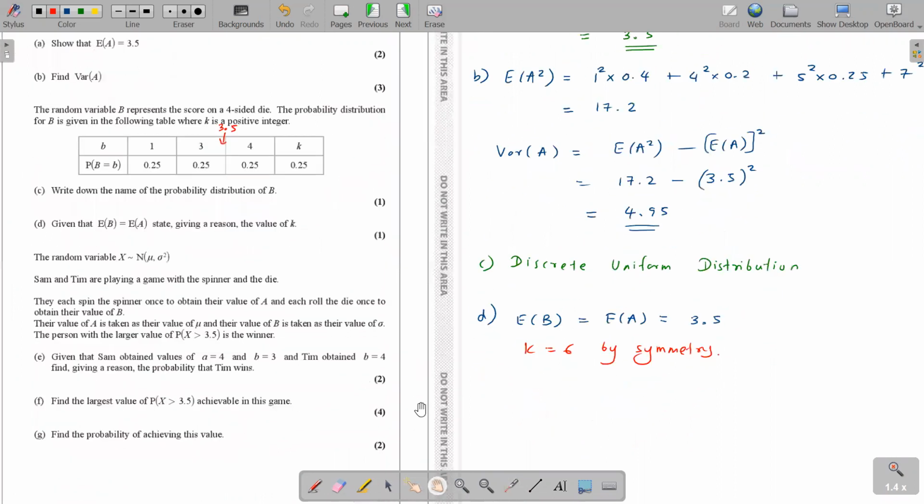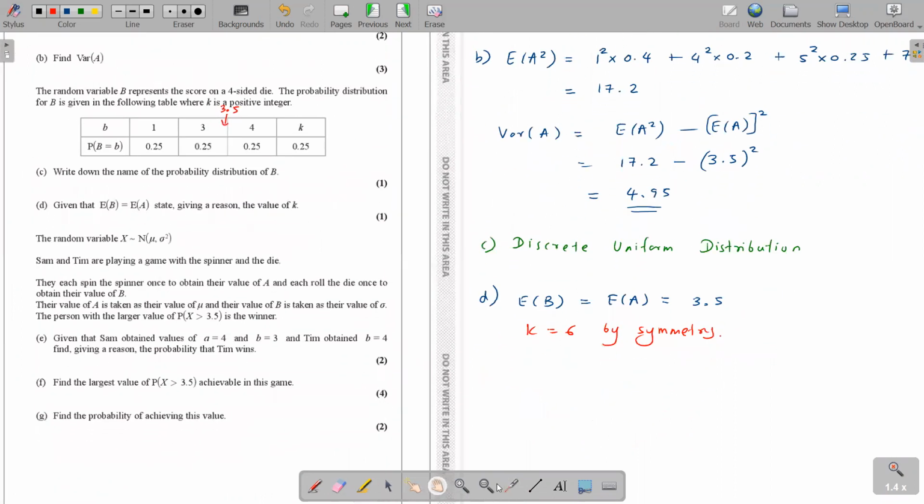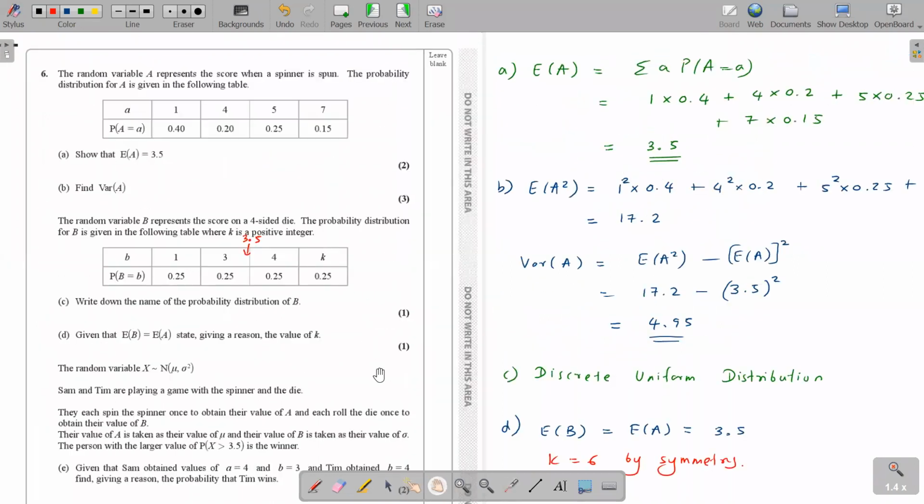Okay, so now we come to the challenging part in this question. So they say here the random variable X follows a normal distribution mu comma sigma square. Mu is the mean, sigma square is the variance. Sam and Tim are playing a game with the spinner and the dice. They each spin the spinner once to obtain their value of A and each roll the die once to obtain their value of B. Can you see what's happening here?